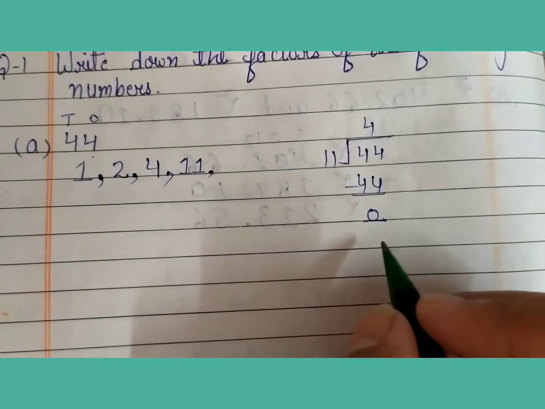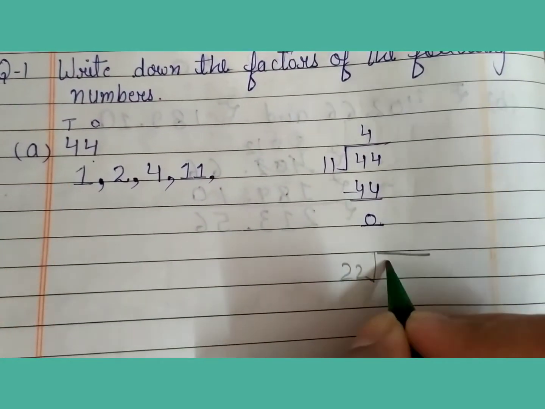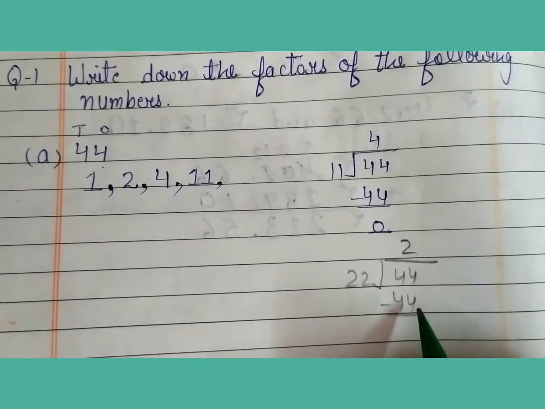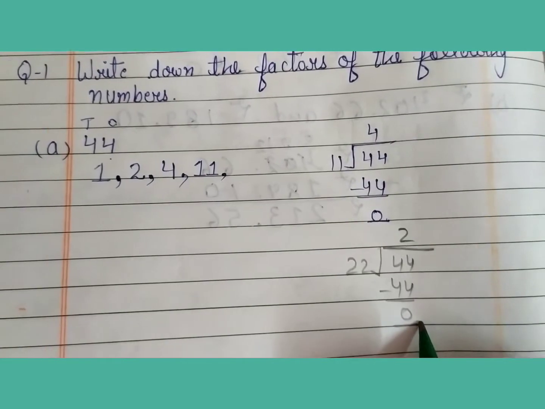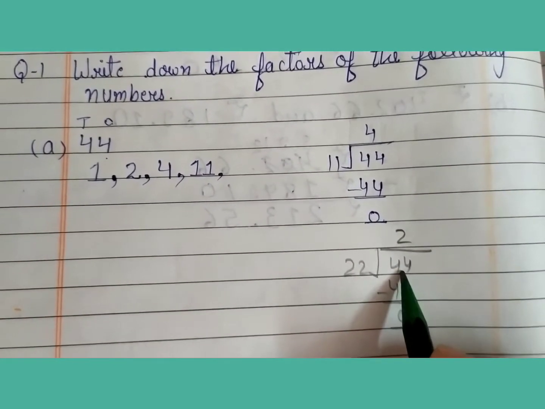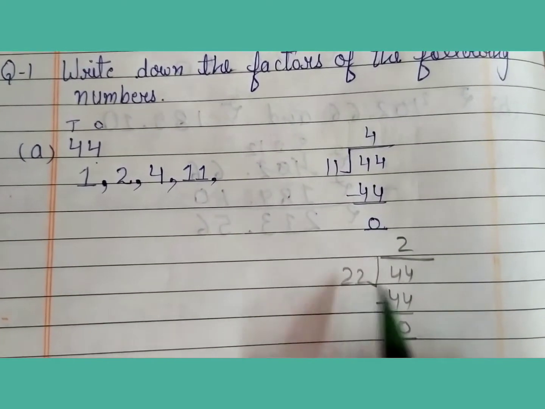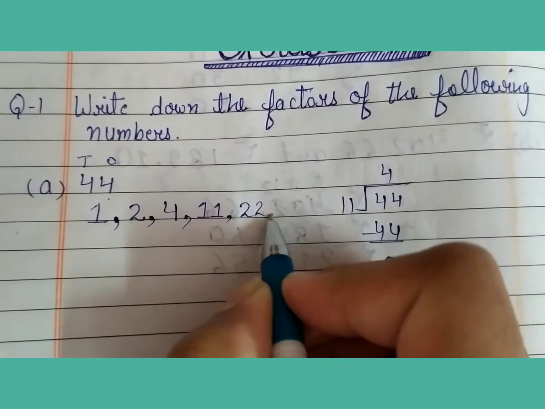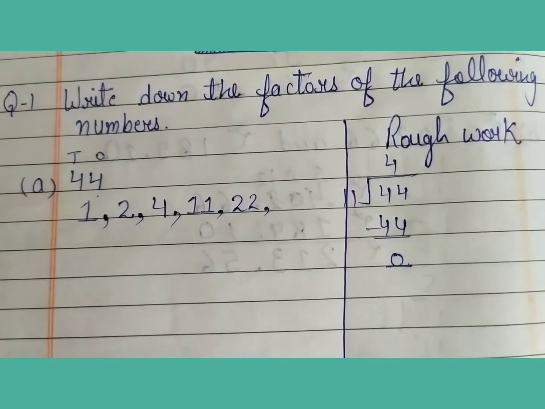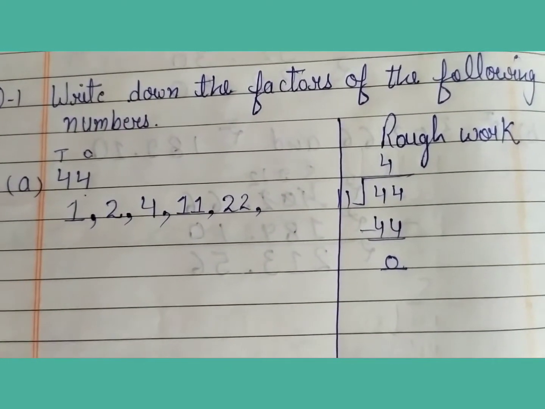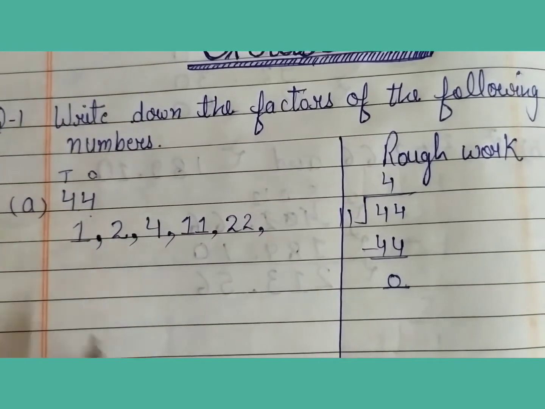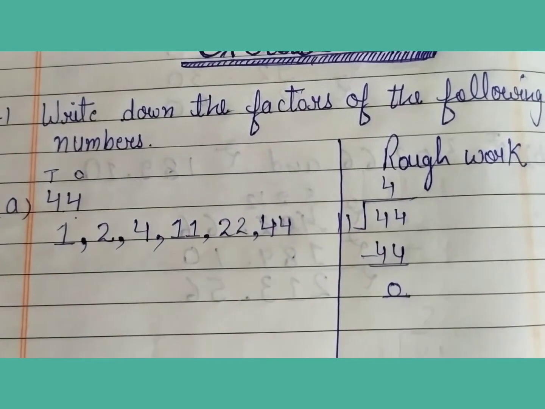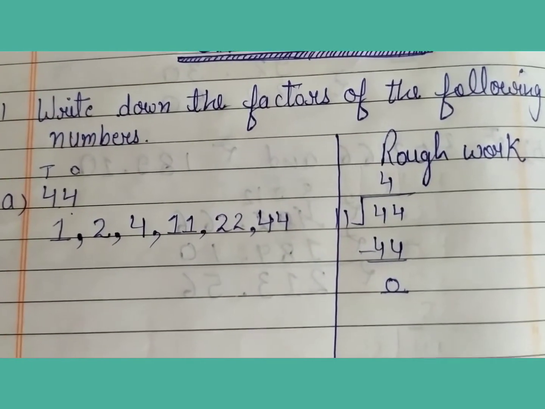Next is 22. 22 twos are 44. 44 minus 44 equal to 0. Remainder is 0. So 44 is exactly divisible by 22. The next factor is 22. Write 22. And the greatest factor of the number is the number itself. That is 44. 44 is the greatest factor of the number.